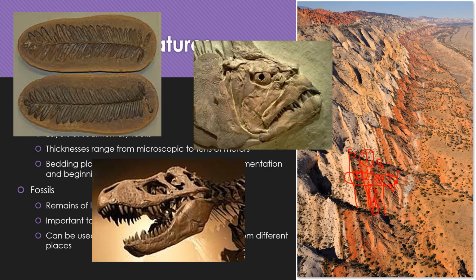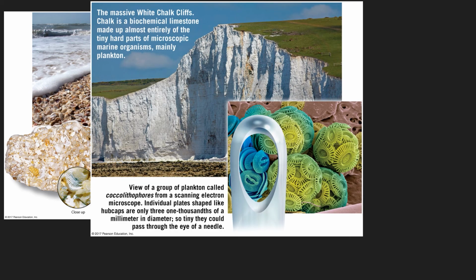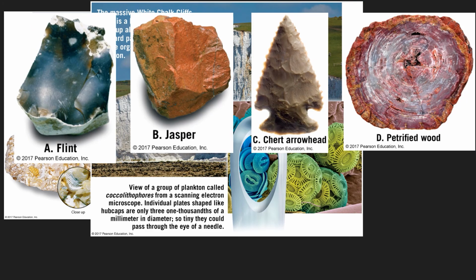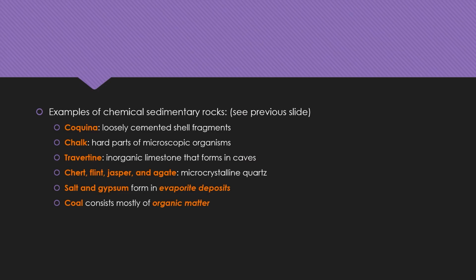So here are some examples of sedimentary rocks. The first one is chemical sedimentary rocks. Coquina, we have chalk, which is the hard parts of microorganisms. We have flint, jasper, chert, and petrified wood, which are all microcrystalline quartz, meaning the quartz is so small we can't see it with the naked eye. We have salt, like from salt flats, and I have them written out here for you so you can see them again, because I know that the previous slide didn't have anything written on it.